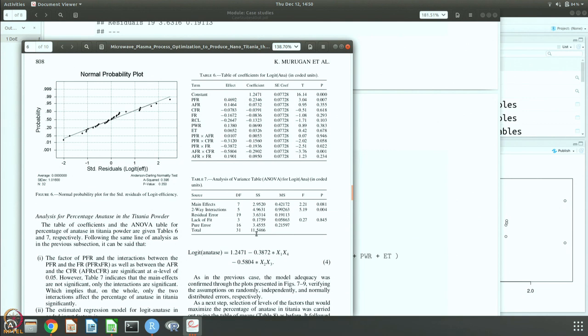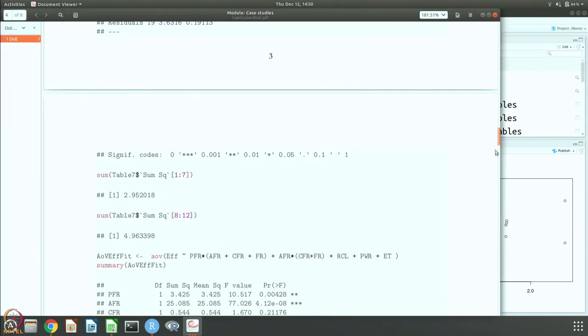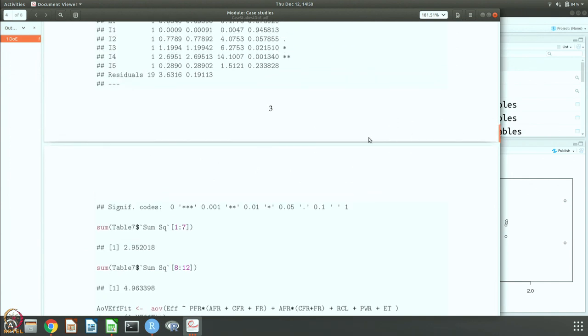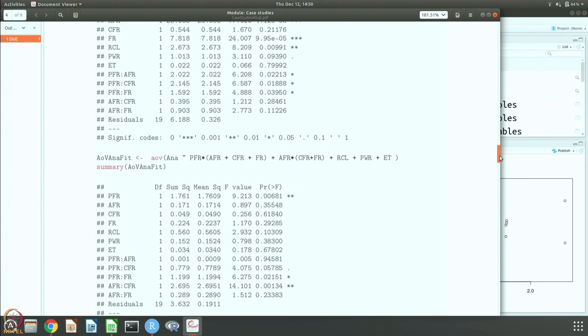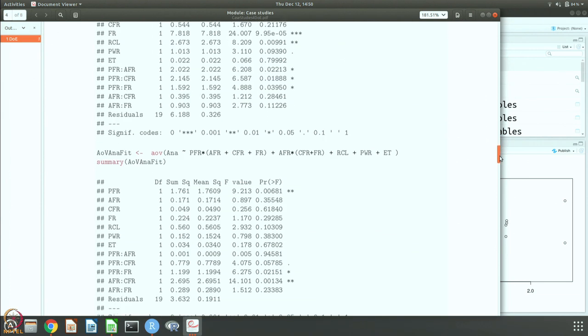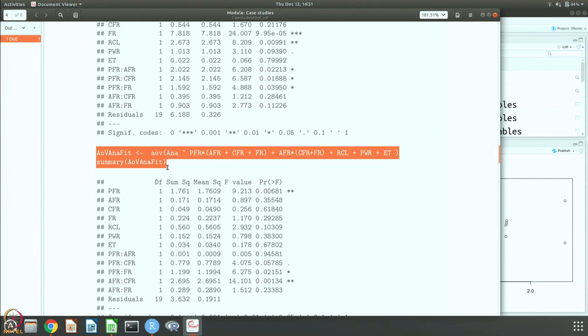And there is also of course residual, which is 3.6314, and here residual is 3.6316. So it is the same result. So we can see that we have reproduced. Now this is not the only command. There is also another way of doing this analysis, which is what I want to show here.